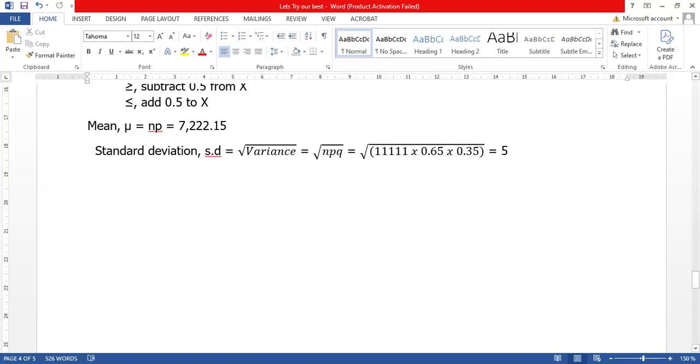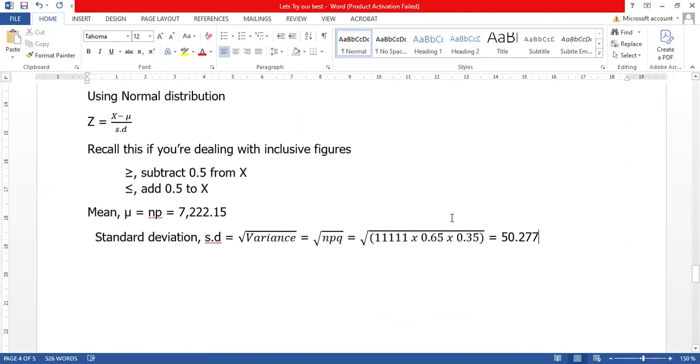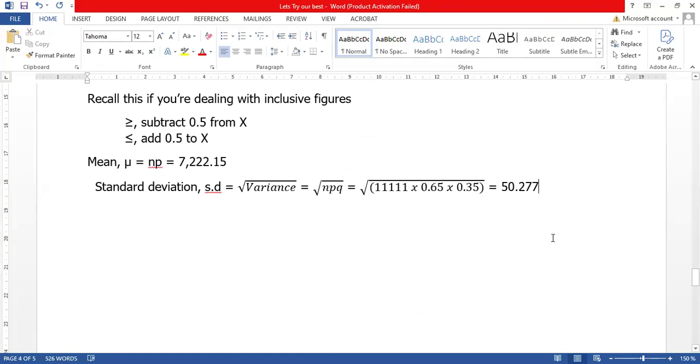Okay, that is 50.277. That is our standard deviation. So we can substitute from our standardization rule. We are going to say that the probability of x, sorry, z.